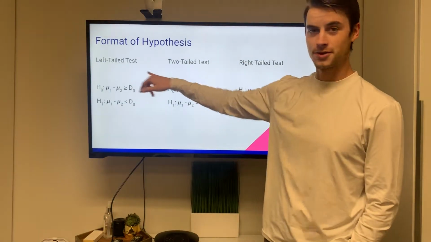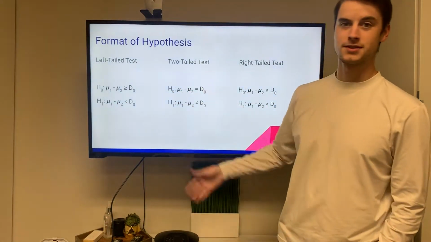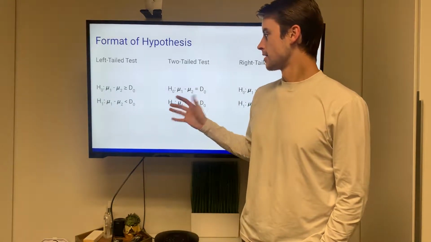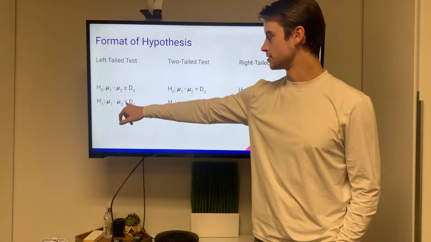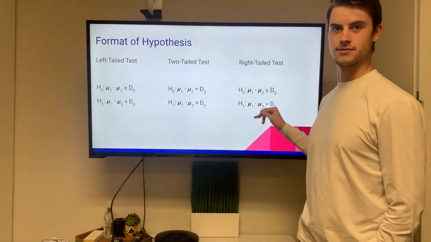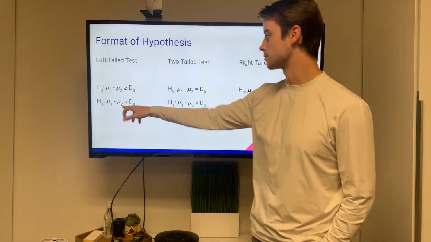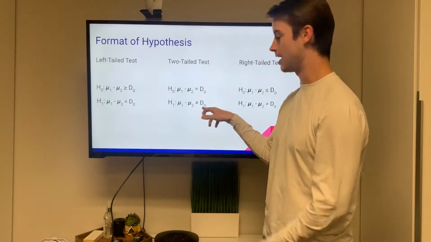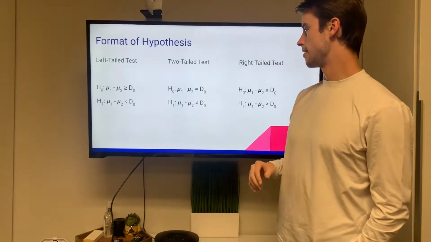As you can see, we have our 3 different tests here: left-tailed test, two-tailed test, right-tailed test. You can always tell the direction of the test by these symbols. For a right-tailed test, think of it as an arrow pointing to the right, therefore you do a right-tailed test. This one's pointing to the left. And for not equal to, it can go in both directions.